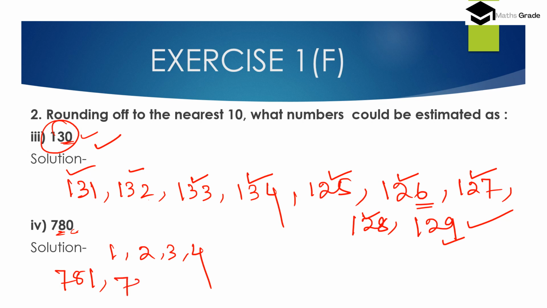Now 782, because 2 is less than 5, 782 rounded to the nearest 10 will be 780. Now 783, 784, and this 4 is less than 5, so 784 rounded to the nearest 10 will be 780.